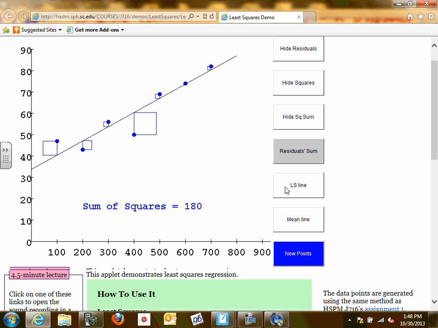When I press this button right here that says LS line, it's going to show me the real answer. That is the smallest sum of those areas. So here it goes. Aha, see, 178 was that value. So I did have it correct when I had it at 178. Okay, so that's how that line gets placed where it's supposed to go. It's finding this squared distance, and it places the line where the sum of those squares is the smallest, the least squares regression line.